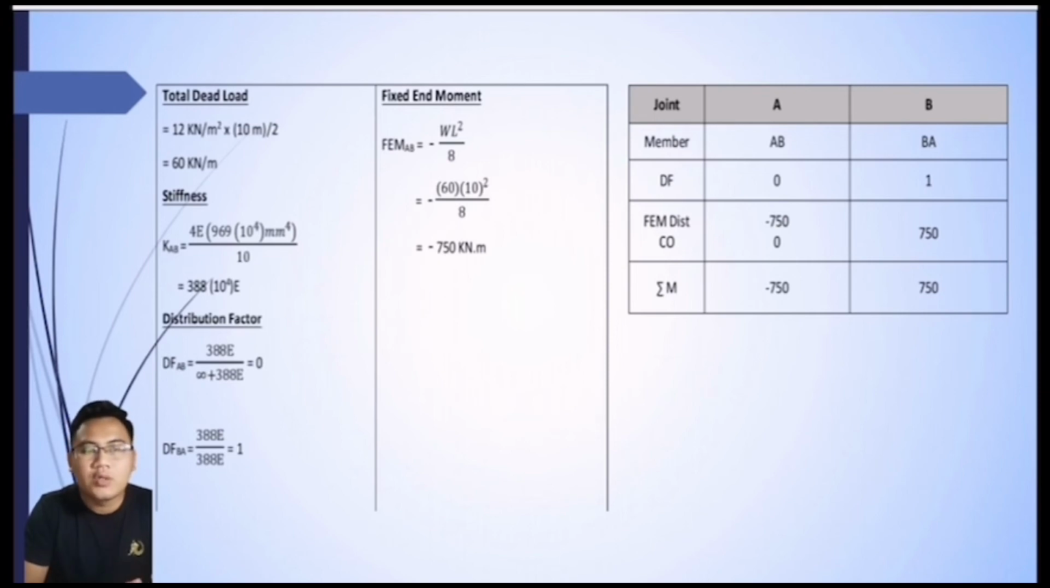After that, we go through the following steps, such as to get the total dead load, stiffness, distribution factor, and fixed end moment. At last, we get 750 kN for the final bending moment.